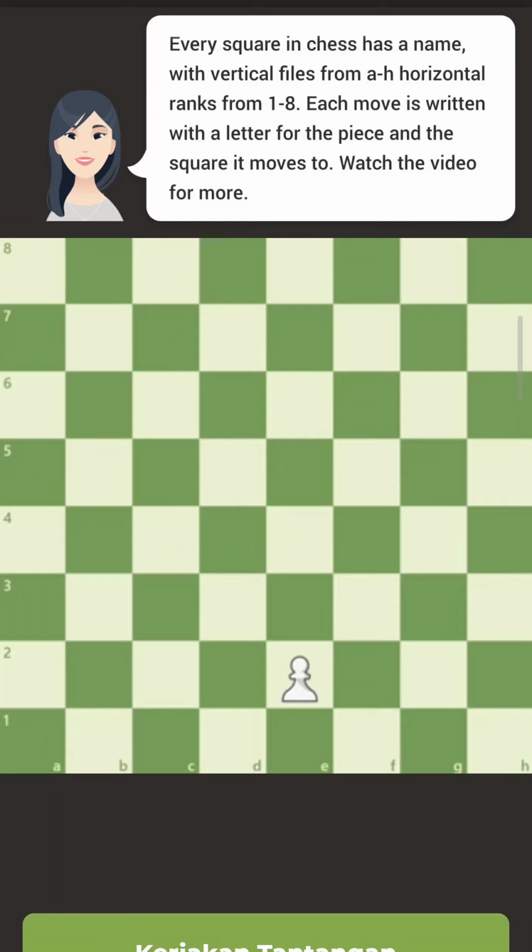Finally, you may think that pawns are a capital P. In this case, pawns are only written as the square that they move to.